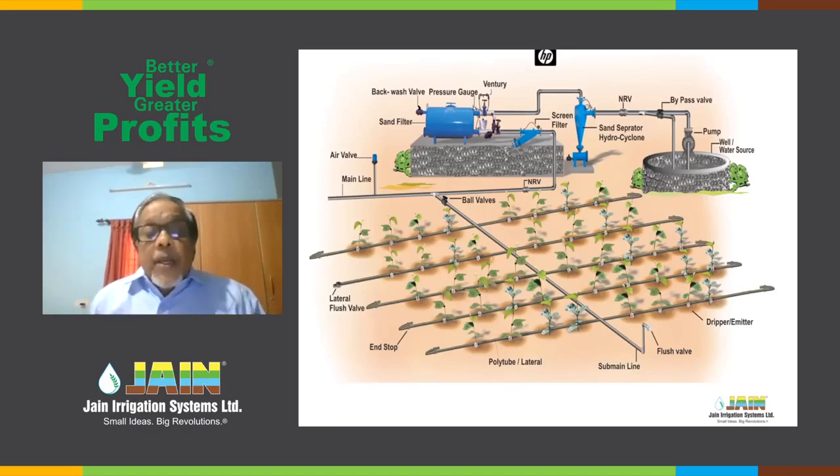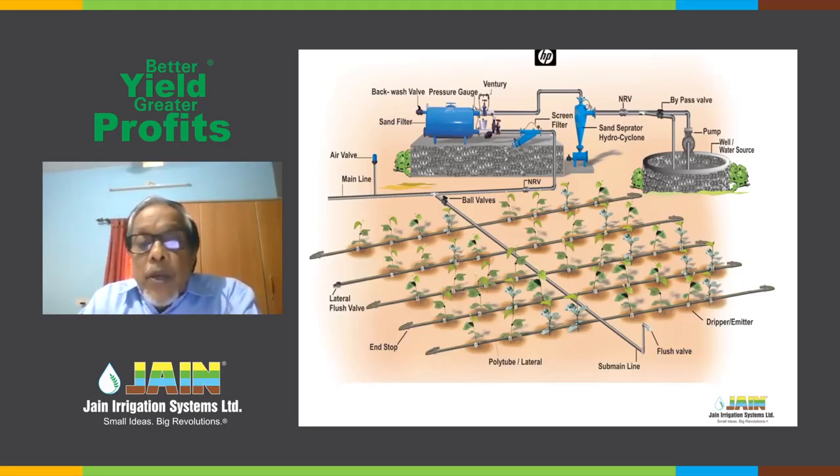Now coming to the part where the ball valve is located, it's the starting of the submain pipe, and where the flush valve is connected is the end of the submain pipe. On both sides we have drip lines, and these drip lines are, in this case, to make people understand, placed very close to the plants, which are in a row. In each row there is one drip line. This is the conceptual idea.